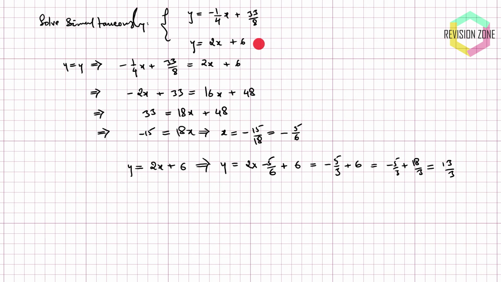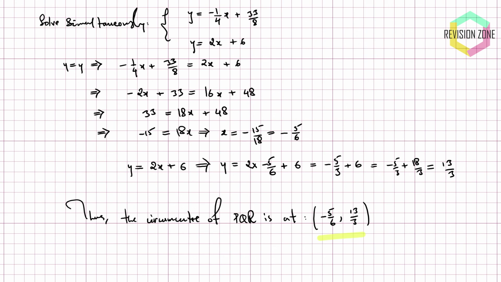I can put that x value into either one of these equations. This equation is in terms of whole numbers, so it's nicer, so I'm going to go for this one. So I'm just going to replace this x by minus 5/6. I do that. We crunch through the numbers, and out pops 13 over 3, which means that actually our circumcenter of the triangle PQR is at this point, okay?